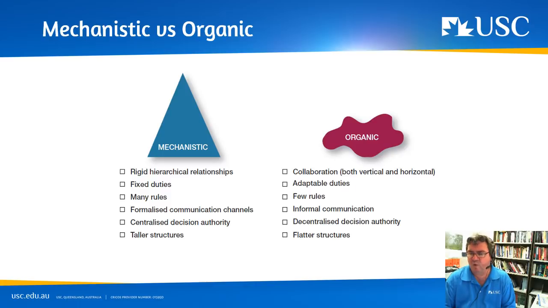Now, why would you have one or the other? Mechanistic organisations tend to find themselves in fairly stable, unchanging environments with fairly high levels of certainty. So maybe a retailing type organisation or McDonald's in fast food, not too unrealistic. Organic structures tend to be in far more dynamic, highly changing, uncertain environments. So for example, technology, creative industries, things like that usually require a far more dynamic approach to getting the job done and meeting those organisational objectives.